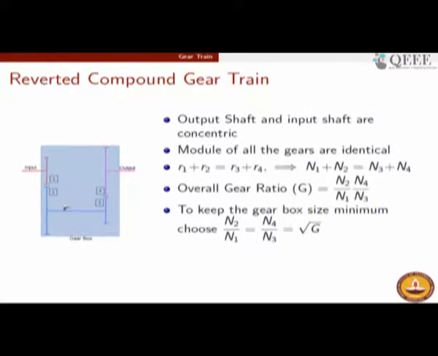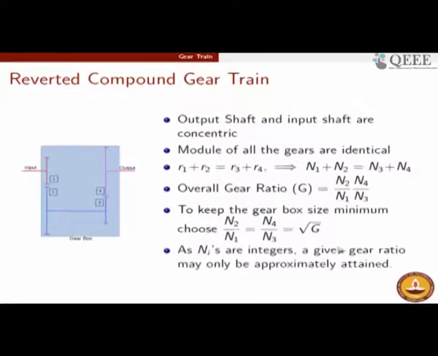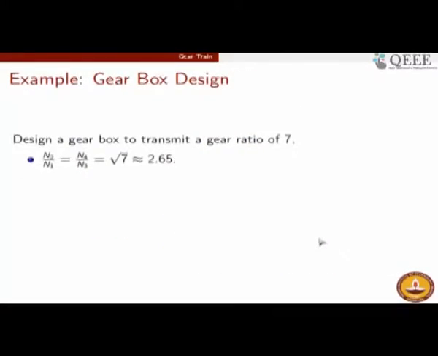We are interested in the overall gear ratio between input and output, but the designer, in order to save space, will use an individual stage gear ratio of square root g. And when you do that, you can work out the number of teeth you wish to have on gear 2 and gear 4, for example. Please note that square root g more often than not will not be an integer, and since these N's, the numbers of teeth, are supposed to be integers, this will not be exactly attained, but only approximately. I'll show that with an example calculation here.